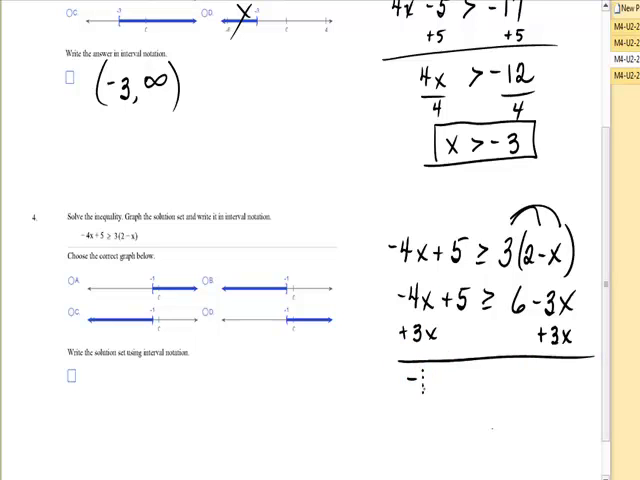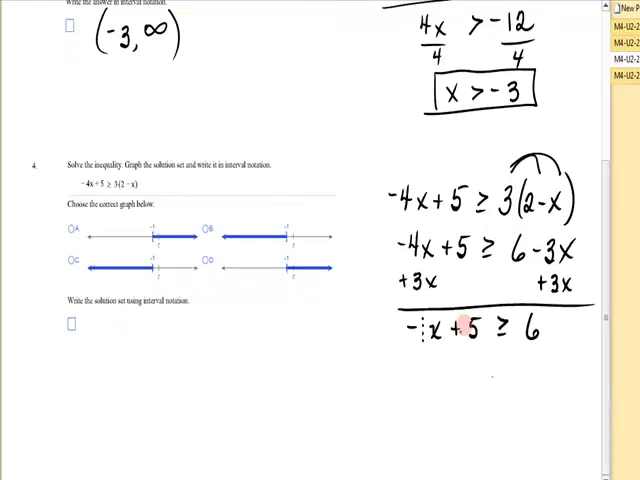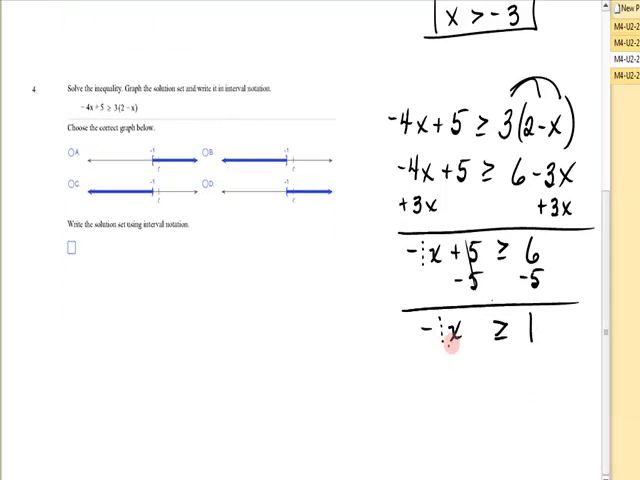That gives me negative implied 1x + 5 ≥ 6. I'm going to subtract 5 from both sides. Negative implied 1x, you don't have to write the 1, I'm just reminding you, is ≥ 1. Now, the coefficient of x is -1. You're going to divide both sides by -1. That's that special case where you're dividing both sides by a negative. That's going to become x. This is going to switch to a ≤, and the quotient over here is -1.